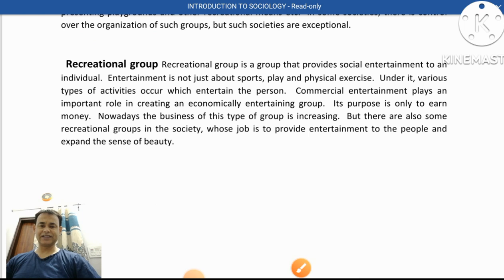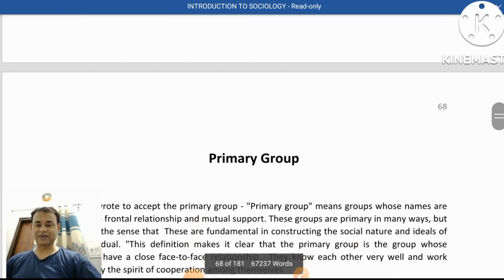Nowadays, the business of this type of group is increasing, but there are also some recreational groups in the society whose job is to provide entertainment to the people and expand the sense of beauty. These are the classifications of groups.